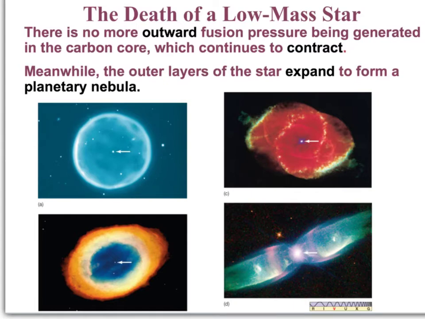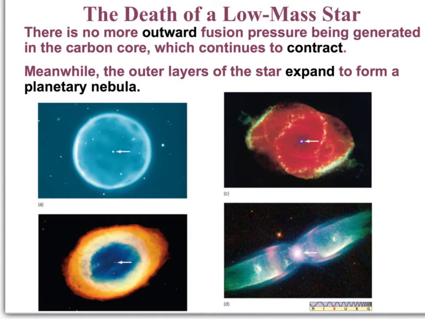So when it's in this phase, there's no more outward fusion pressure being generated, and the core is beginning to contract. So right in here, you can see all of the arrows are pointing to the core of the star. This is what our sun will eventually be. But you have these extreme solar winds that are blowing away all of these outer layers, thousands of miles per hour, that are expanding and blowing away, expelling all of these outer layers into space.